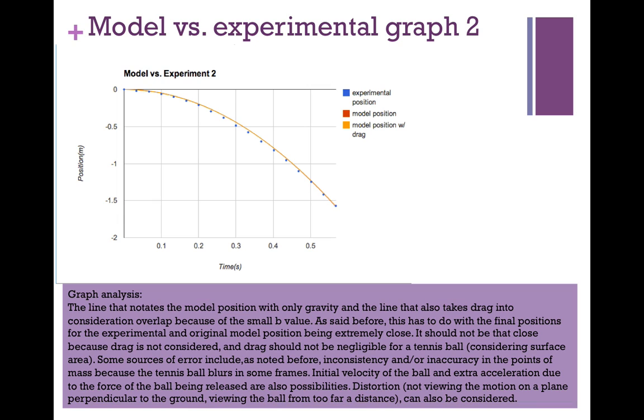So again, some sources of error include inaccuracy in the points of mass, because the tennis ball blurs. Initial velocity of the ball and extra acceleration due to the force of the ball being released are also possibilities. Also distortion. Having the ball drop far away from the viewing of the camera can also cause problems, so that is to be considered.